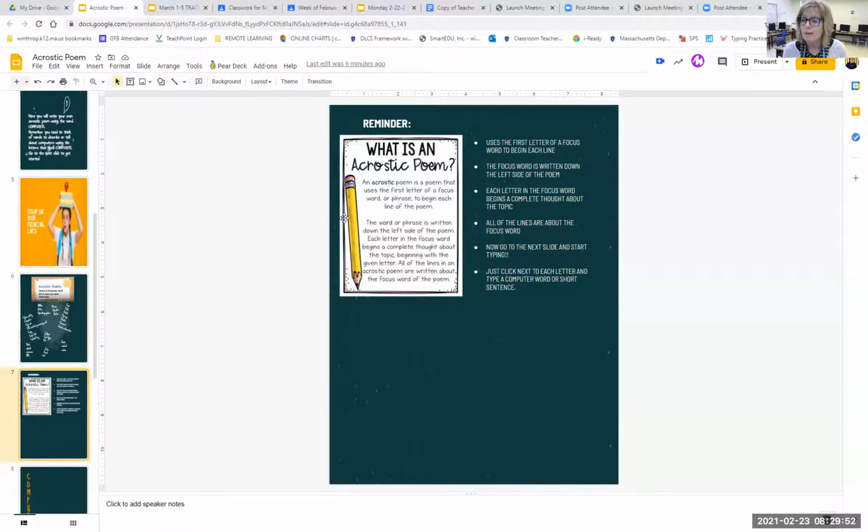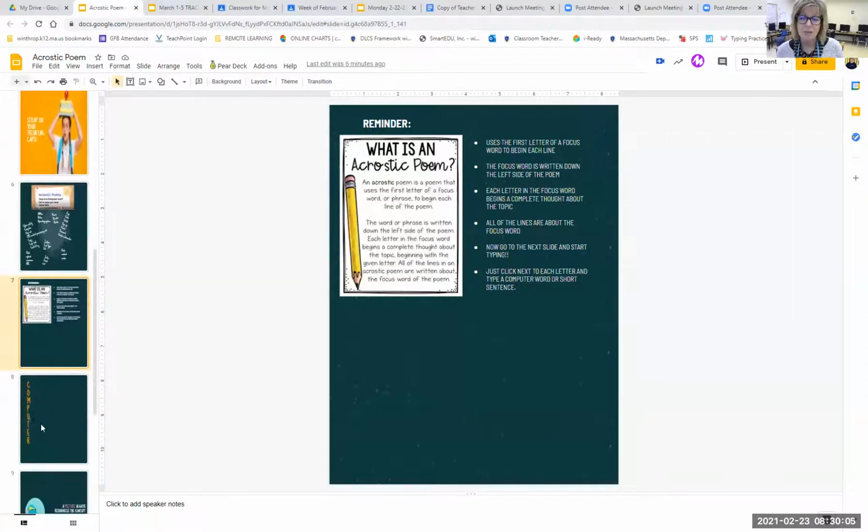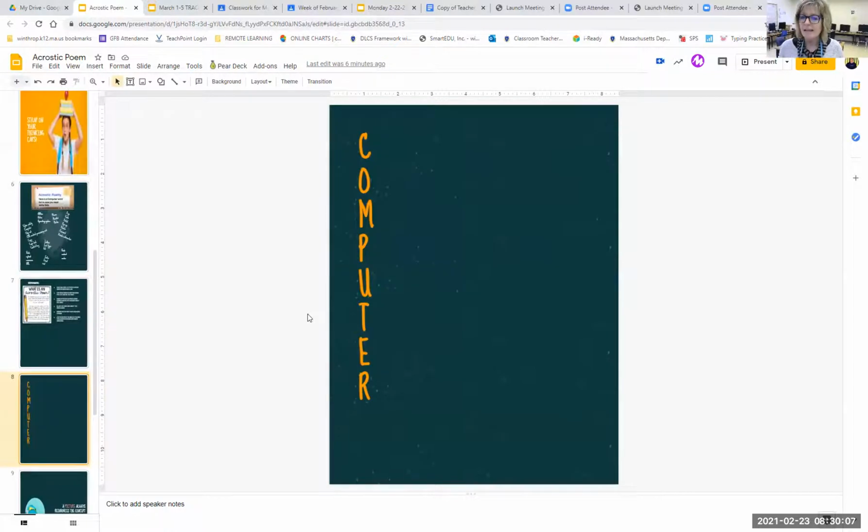All of the lines are about that focus word. Now we're going to go to the next slide and start typing. All you have to do is click next to each letter and type a computer word or a computer sentence, a short sentence. So on slide 8, look at that. In my favorite color, orange, I have the word computer.